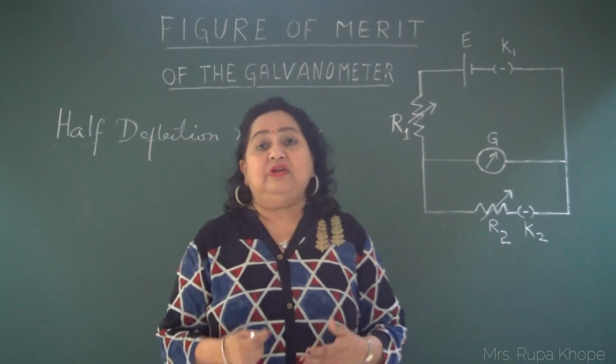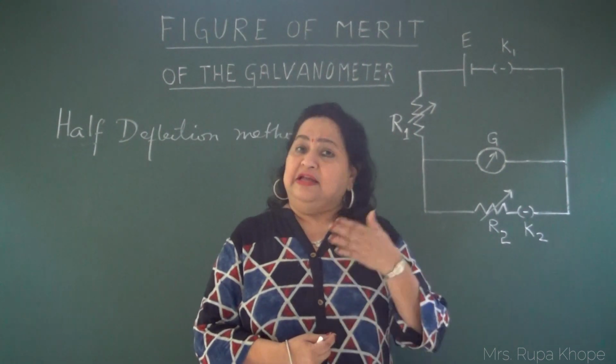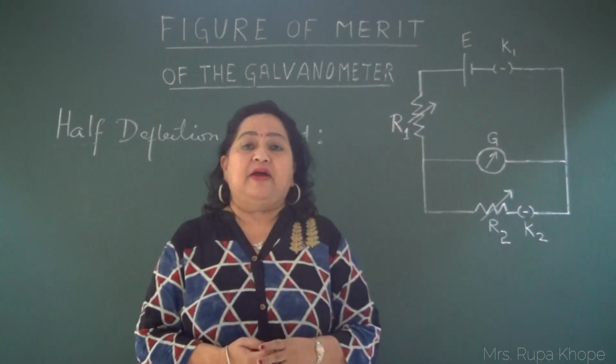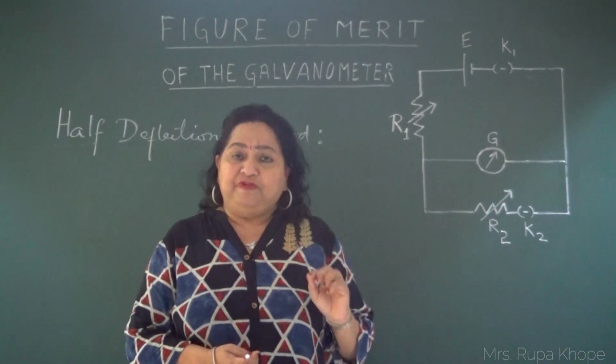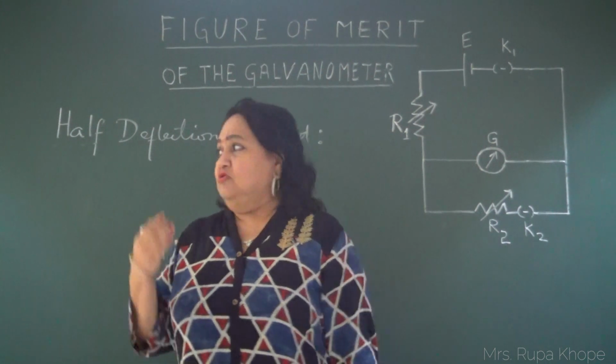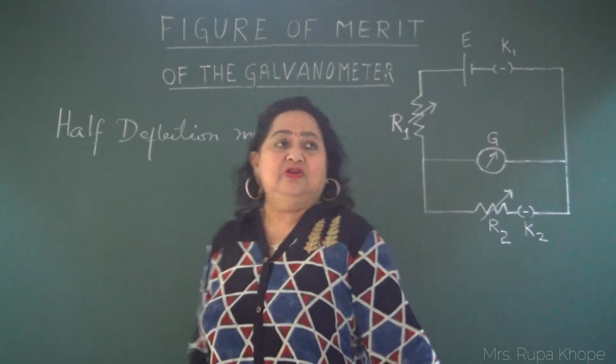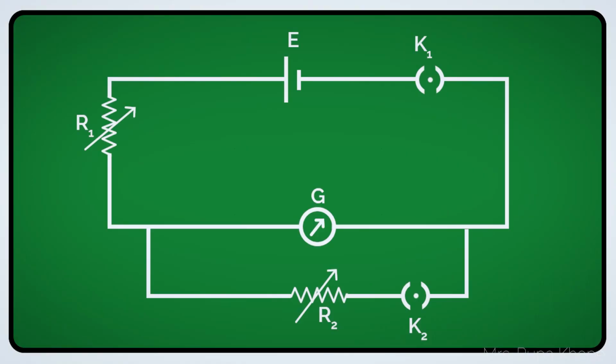So we will find out the resistance of the galvanometer in the first half, and then we'll find the figure of merit of a galvanometer. About figure of merit we'll discuss later on. So how to find a resistance? We have a circuit diagram here.